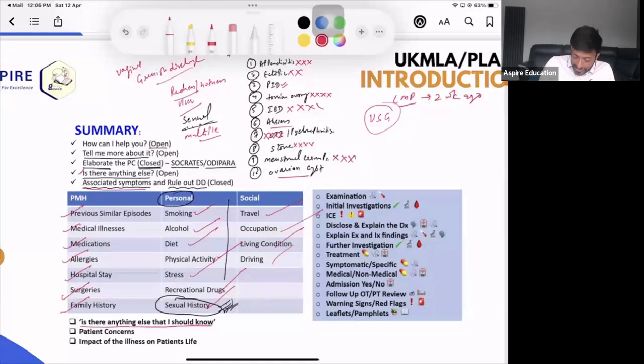Is there anything else that I should know? That's a very important point as well. Sometimes what happens is you have taken the history, but you might have missed something very important. And maybe you have got a very good rapport with your patient as well. So maybe when you ask this question, is there anything else I should know that might be able to help you out? Yeah. Patient's concern, and the main thing is impact of the illness on the patient's life.